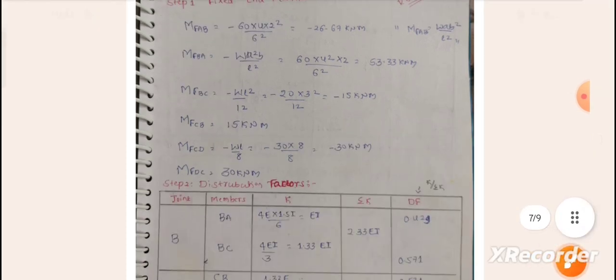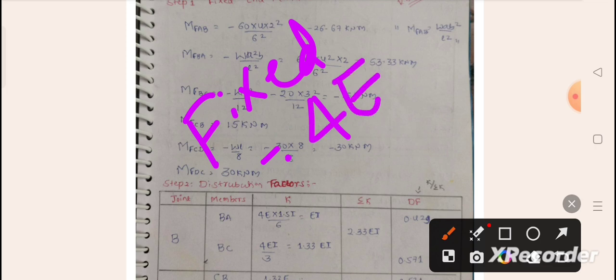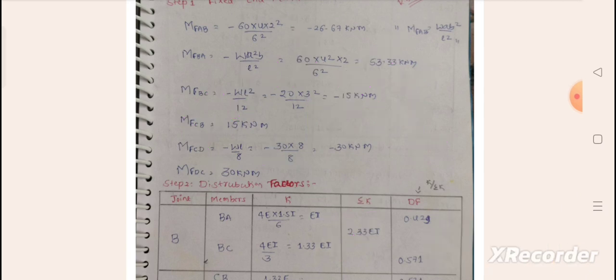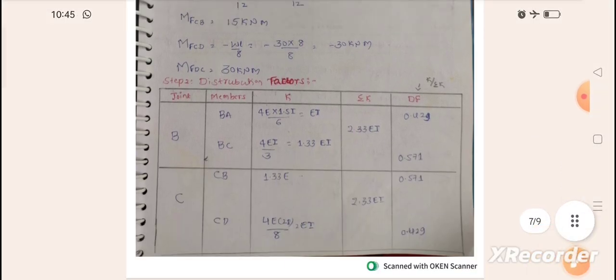try to remember, if the far end is fixed, you are supposed to take 4EI by L. If the far end is fixed, you are supposed to take 4EI by L. Don't get confused. And if the far end is hinged, or you can say pinned, then you are supposed to take 3EI by L. So this is the thing you are supposed to remember.